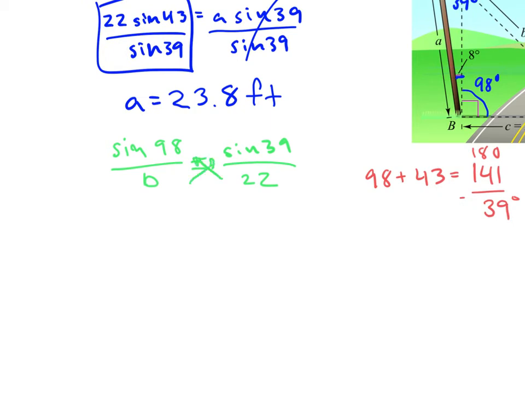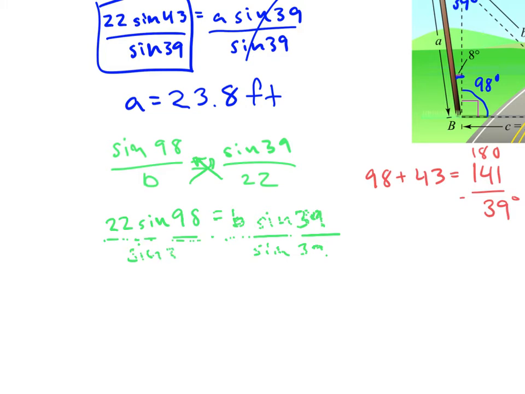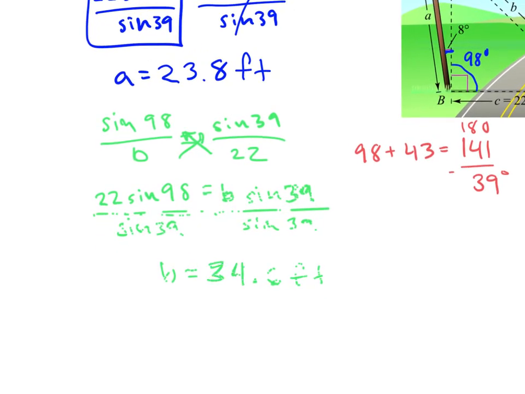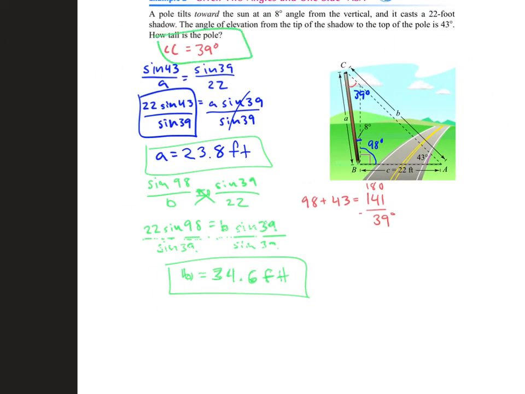So we need to cross multiply to solve for B. So 22 times the sine of 98 is equal to B times the sine of 39. Divide both sides by the sine of 39. So we found our side length for B, our side length for A, and our side C. Any questions on this one?